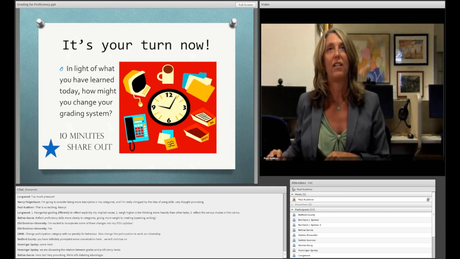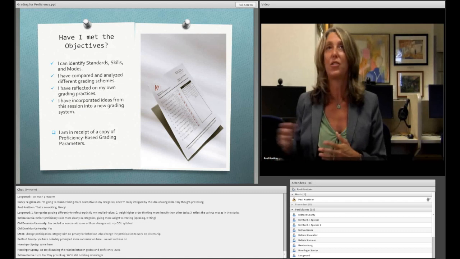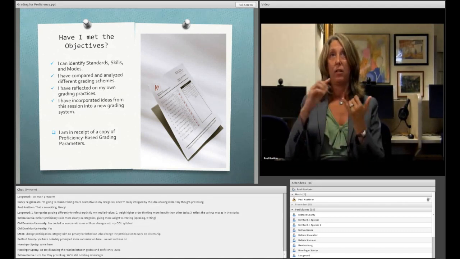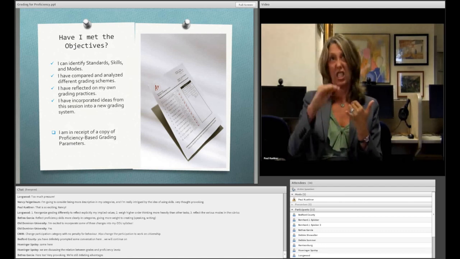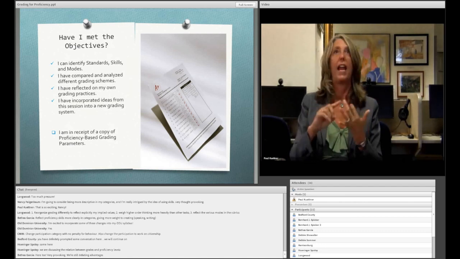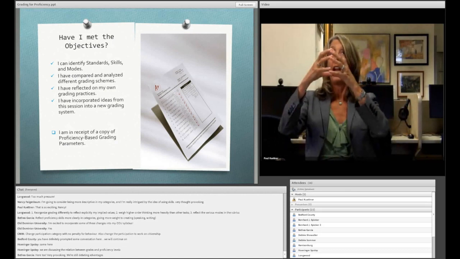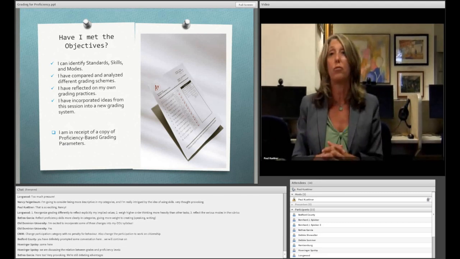That's good to hear. And so I will leave you with this, the objectives, and I've broken them like sort of like can-do statements. So I hope that I have met the objectives of our session together and that you can identify your standard skills and modes. That would be knowledge, right? That's okay. You have compared, ooh, that's higher order, and analyzed different grading schemes. You've reflected on your own practices, and then you've created. You've incorporated ideas from this session into a new grading system that you may or may not roll out soon.